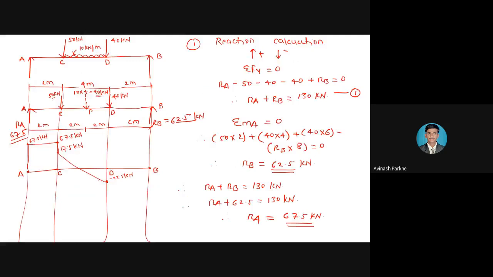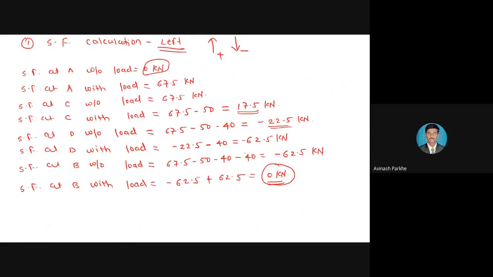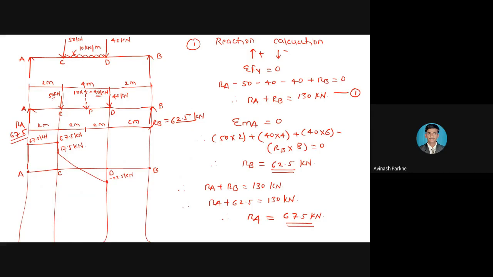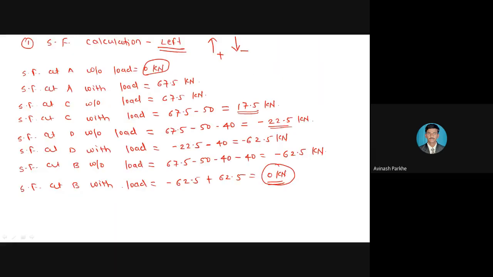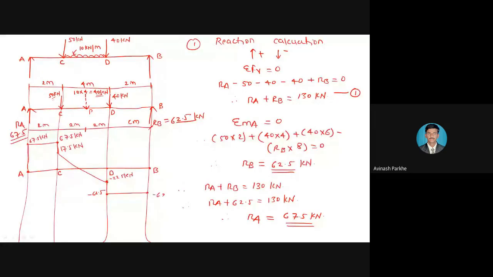Without load we have taken; with load the magnitude is minus 62.5. So below this is minus 62.5. Then shear force at point B without load, minus 62.5, so a horizontal line, minus 62.5 kilonewton, and with load directly equal to 0. So this is your SFD. This is the positive and this is the negative.